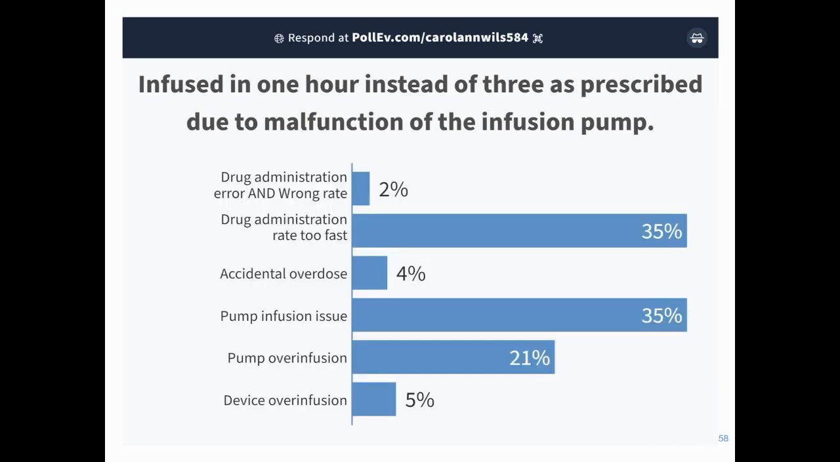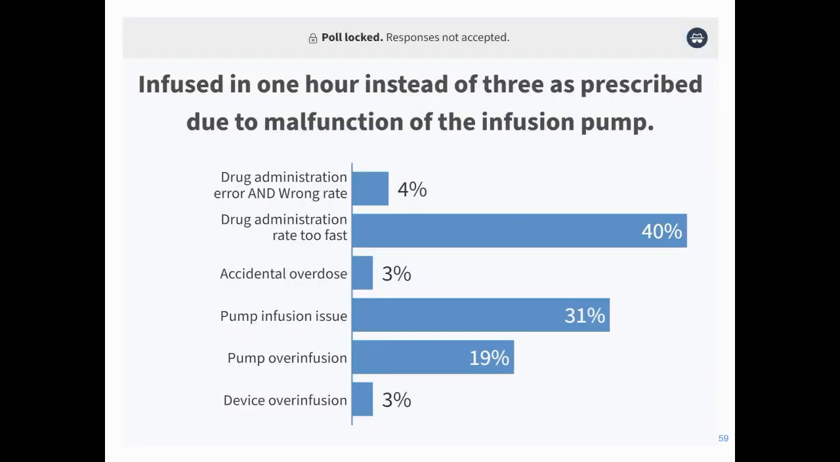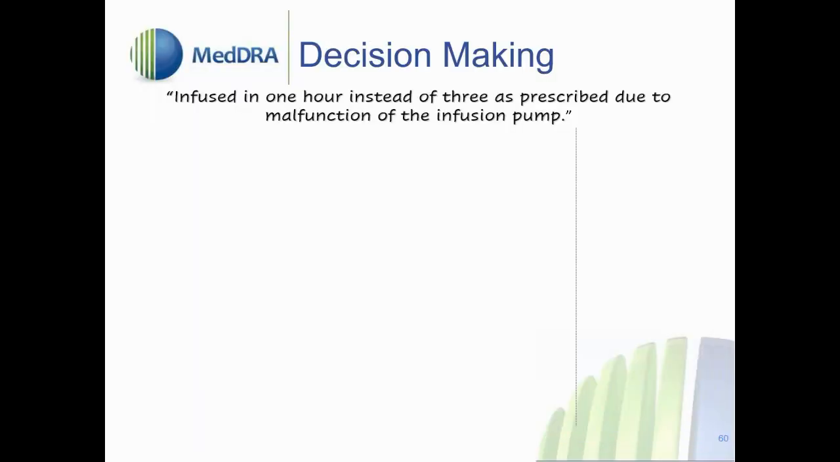Again, we have more than 100 votes already. Let us check. Most of you are going for drug administration rate too fast and pump infusion issue. Remember, always code as specifically as possible. Also the device malfunction. Now let us check. Thank you for joining. Let me close the poll.